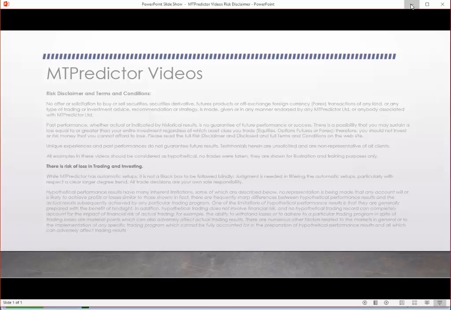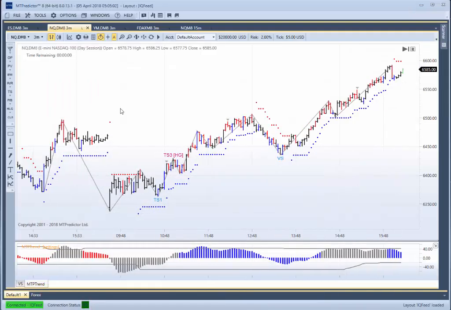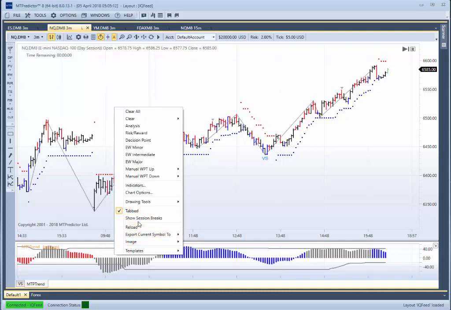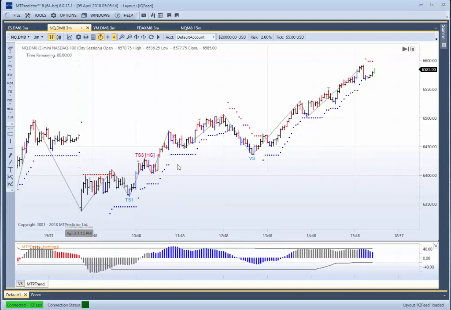So let's now move over to a chart, and the chart I want to look at is a short-term 3-minute chart of the NQ yesterday. Now remember what I said in yesterday's video, that we're not looking to trade all our MTPredictor setups. We're looking to go to the higher time frame chart, then when the picture's clear, move down to the shorter time frame to do our analysis and our potential trade setups.